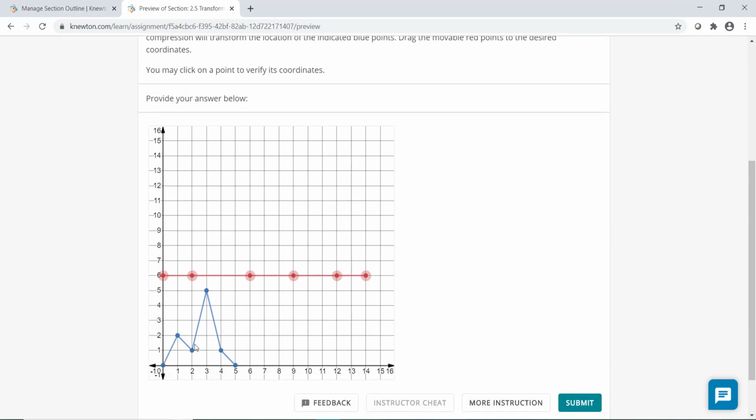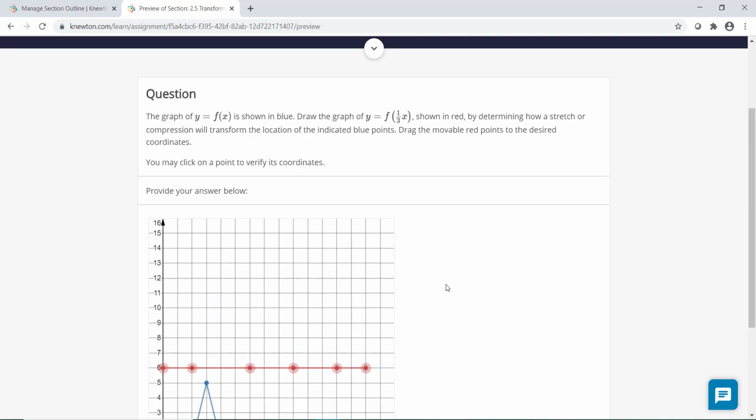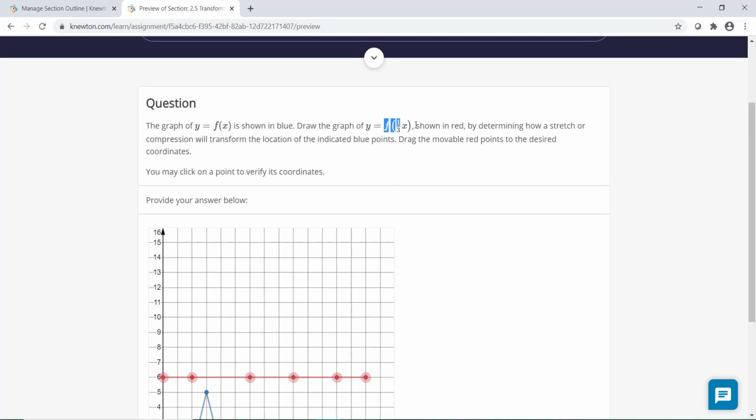So I have my blue graph here. Each of these red points that I have here is going to correspond to these blue highlighted points here, and I need to drag each of these red points to the new points for the transformed graph. So going back up here, we have f of 1/3 x.